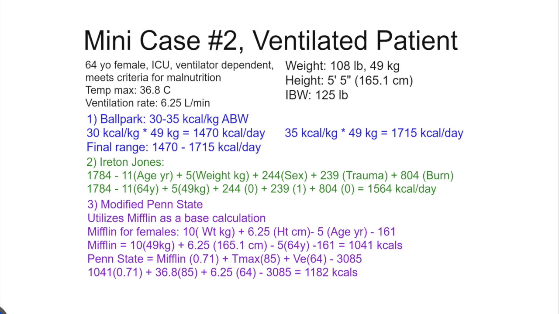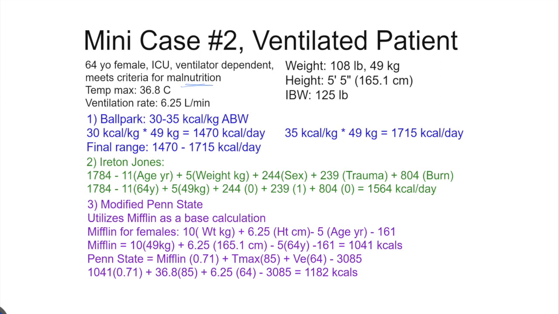So this ventilated patient is a 64-year-old female. She's in the ICU and she's on a ventilator. We do see that she meets the criteria for malnutrition, so that's something to consider as well, that we are going to want to make sure we are very careful with how we provide needs for this particular patient. I'm going to say that today we're going to go ahead and calculate the quote-unquote goal needs for this patient.